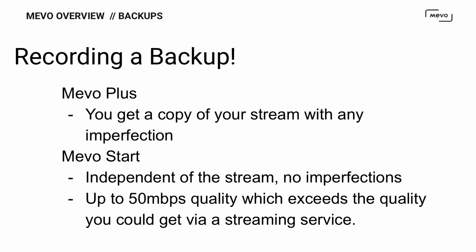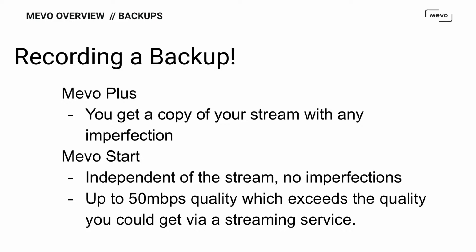All right, so reasons that you would want to use a Mevo Start as opposed to a Mevo Plus. When you're recording a backup, for those worst case scenarios, with the Mevo Plus you're going to be recording a backup of your stream with any imperfection. So we talked a little bit about poor network performance, whether you're using a mobile network or just a network where there's not enough bandwidth to go around, like it's just congested. Any kind of blip or frame drops, whatever may happen, is going to affect the copy that you're going to get on the SD card.